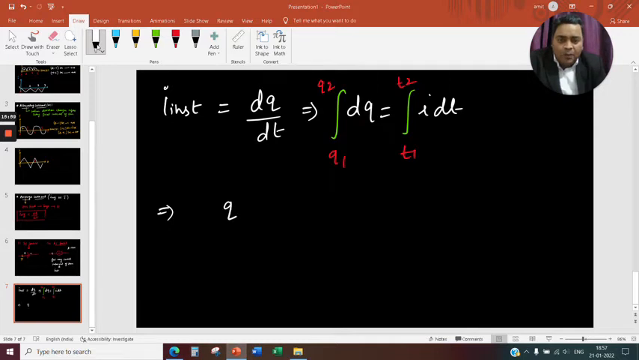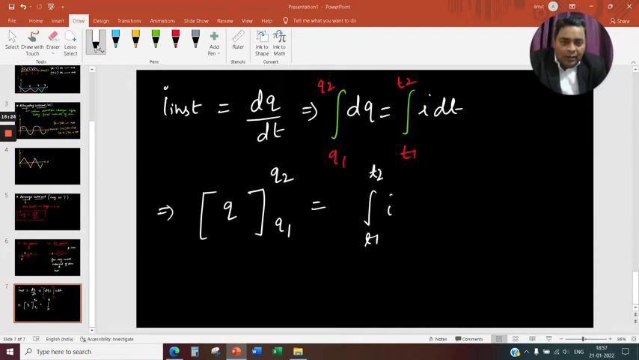I hope you all are clear with the concept of integration, as it comes under the basic mathematics tools here. So that's why I'm not focusing on that part. By default, I considered that integration of dq is clear to every individual. So integration of dq is q, and then we have to apply limits here. Upper limit q2, lower limit q1. That is equal to integration from t1 to t2 I dt.